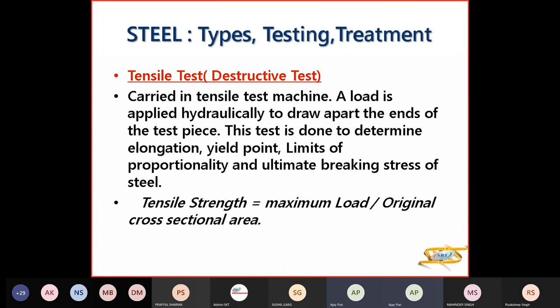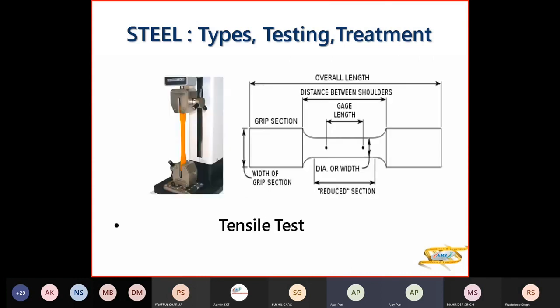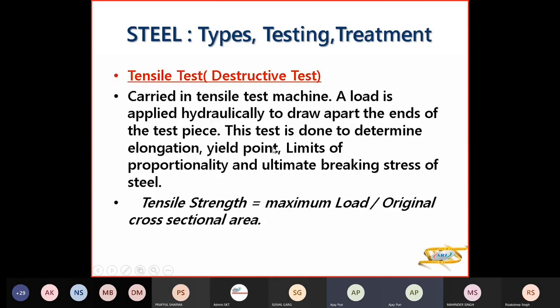So tensile strength is the maximum load being applied to the original cross section area. The original cross section area will be this. This will be a reduced cross section. So this is the original cross section area. So the maximum load being applied divided by the original cross section area.